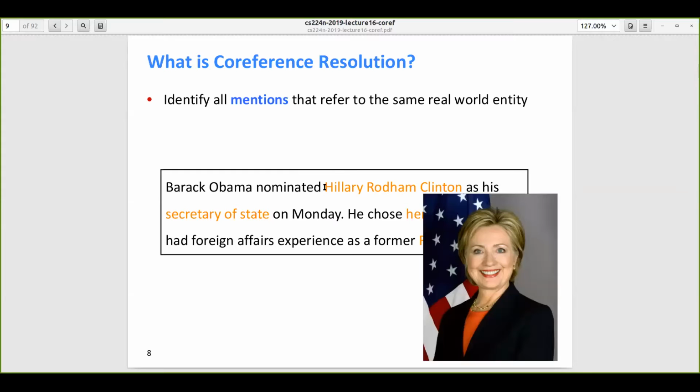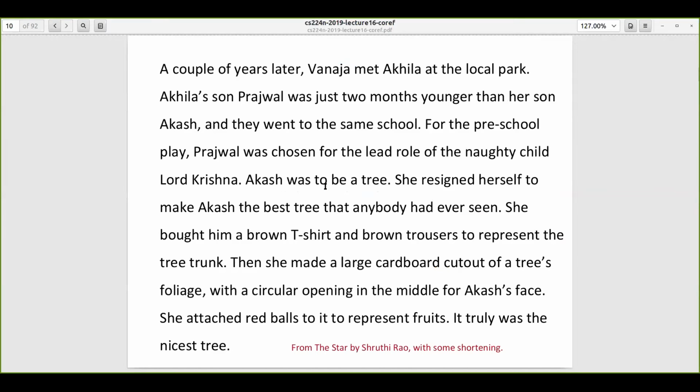But how trivial is this task, coreference resolution? Not trivial at all. In fact, it is believed that solving coreference resolution is one of the steps that would mean that we have proper AI, which is why it makes coreference resolution a very tough task. This is an example sentence. A couple of years later, Vanaja met Akhila at the local park. Akhila's son Prajwal was just 2 months younger than her son.